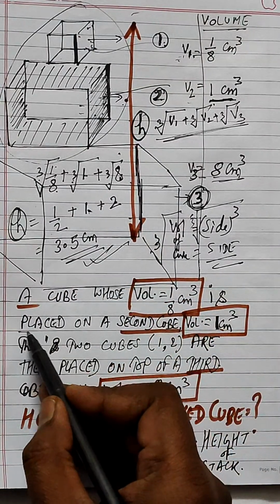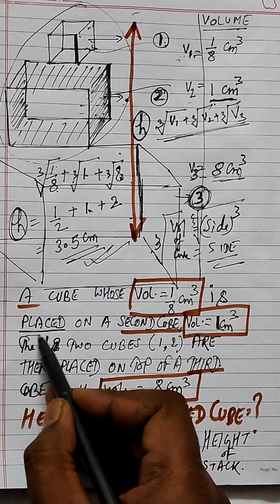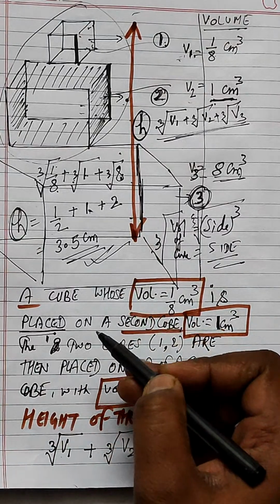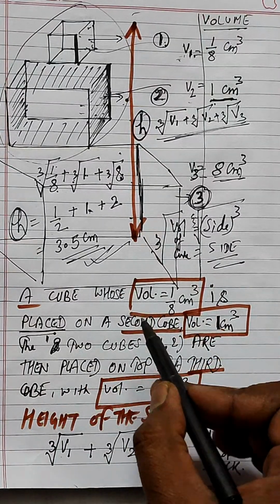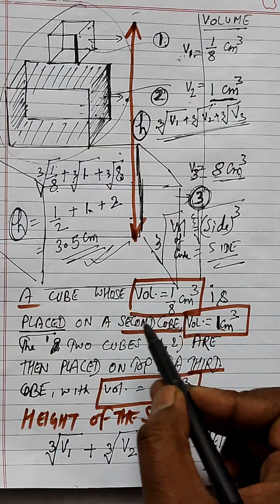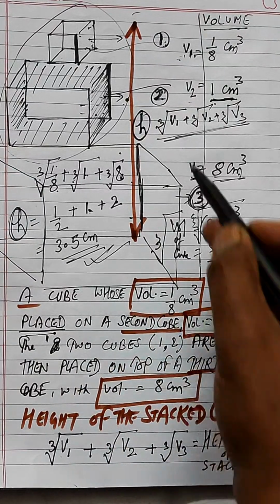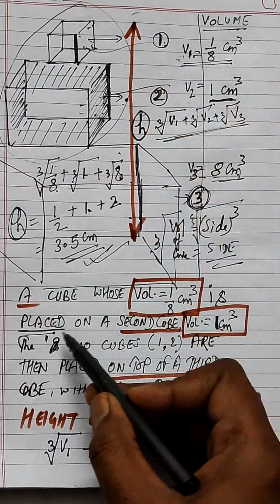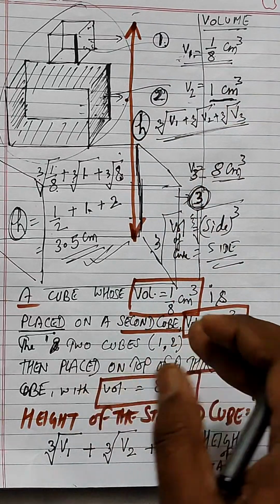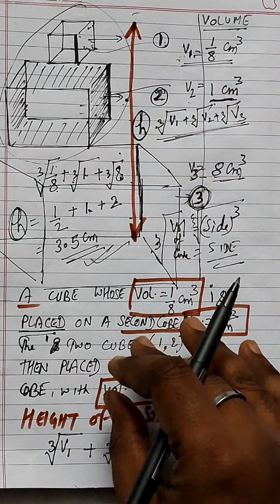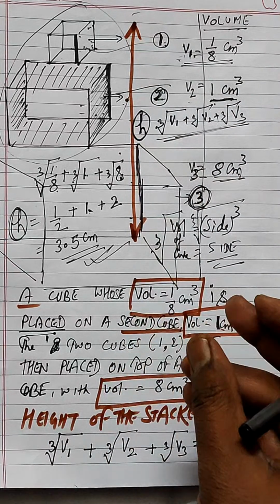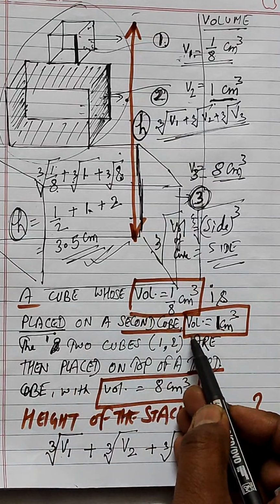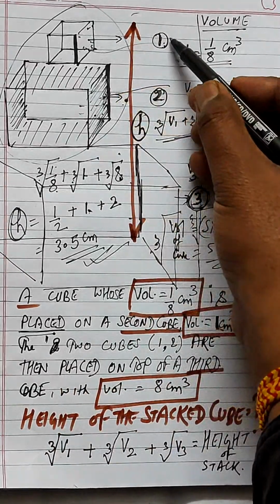Just mark the words which are given in the question. This will give you clarity on how to go ahead and solve such questions, or any question. Just read the question very carefully. So a cube whose volume is 1 by 8, that means the first cube is 1 by 8, right? Is placed means kept. When a particular object is placed on something, like on a table, so that cube is placed on the second cube. So this first cube is placed on the second one.